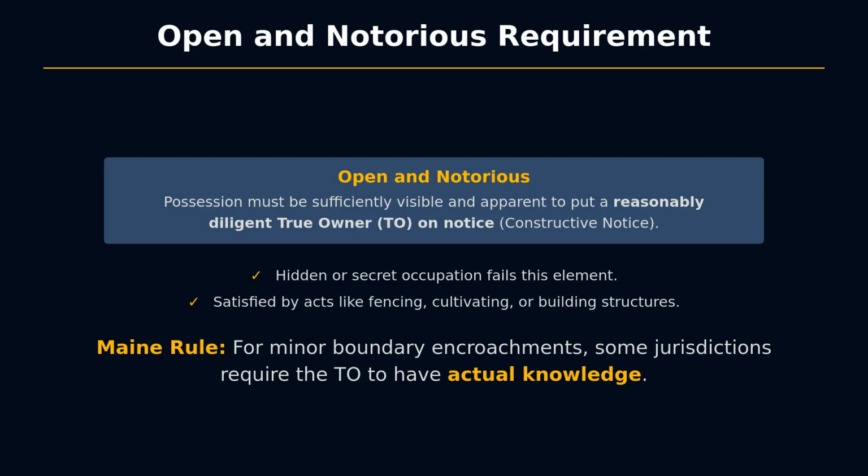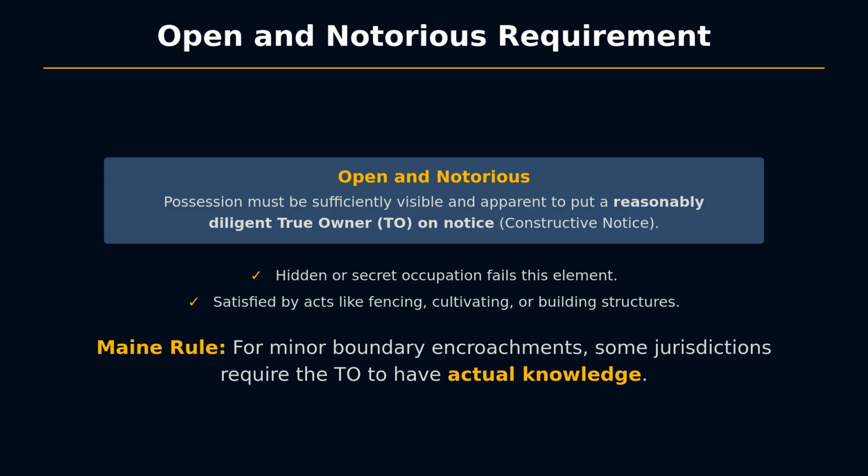Possession must be sufficiently visible and apparent to put a reasonably diligent true owner on notice of the occupation. The true owner is charged with constructive notice, meaning they should have known about the possession had they inspected the property diligently. Hidden or secret occupation fails this element because it does not provide adequate notice. Acts like fencing, cultivating, or building structures generally satisfy the open and notorious requirement.